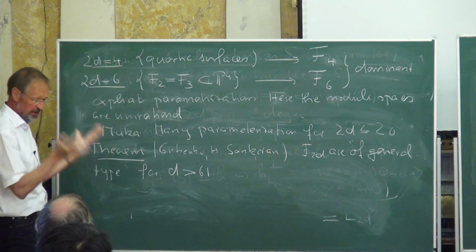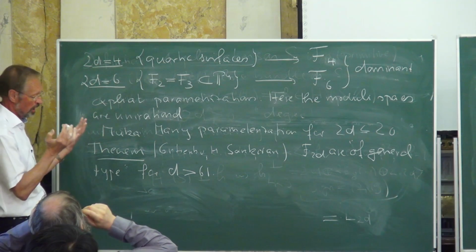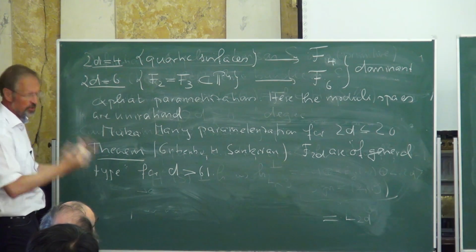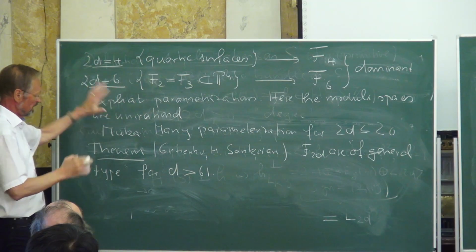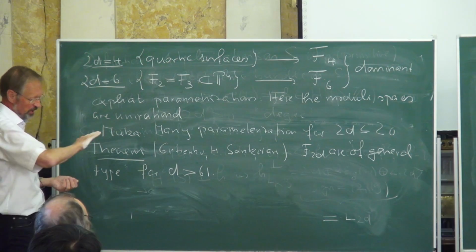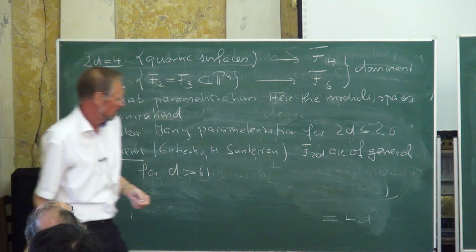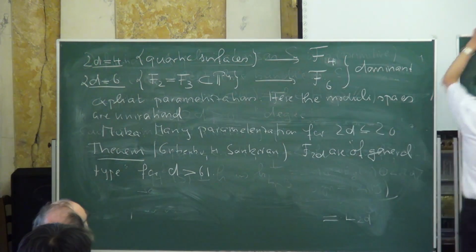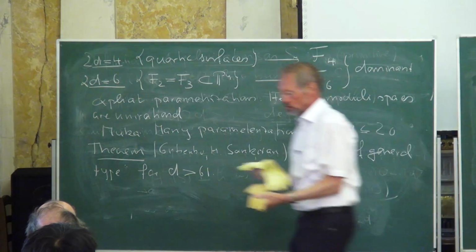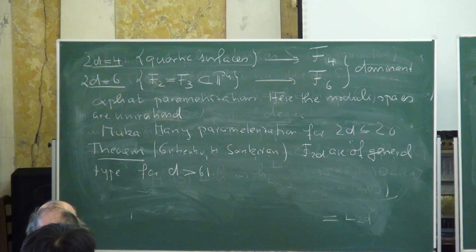And general type means it's the contrary to explicitly parameterizable. It has many holomorphic n-forms, etc., but you cannot possibly have a dominant map from some projective space onto that space. Okay, but that's a phenomenon which happens quite regularly in algebraic geometry, that you have a series of moduli spaces. They start out being nice and parameterizable, and at some point they become general type.